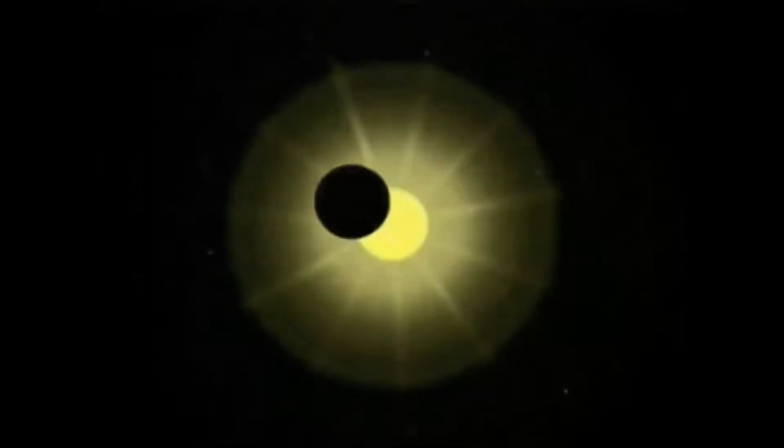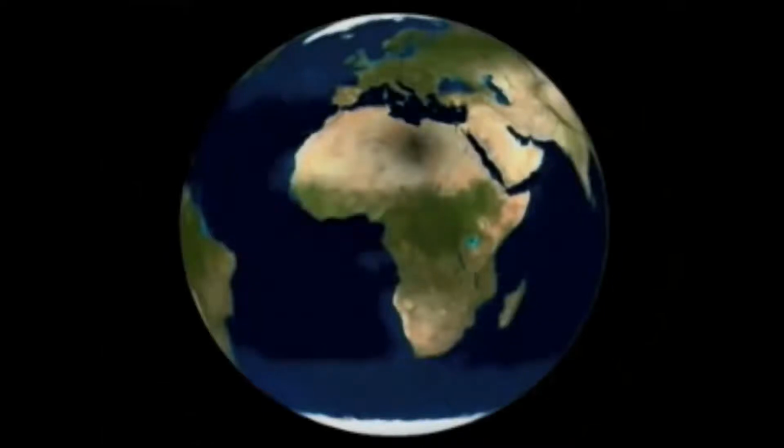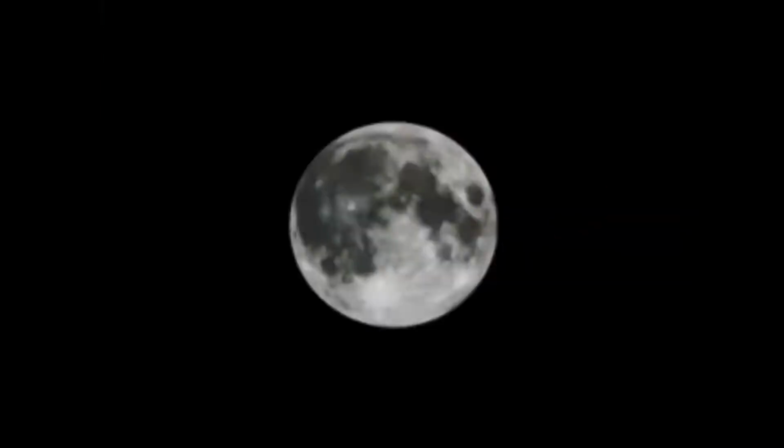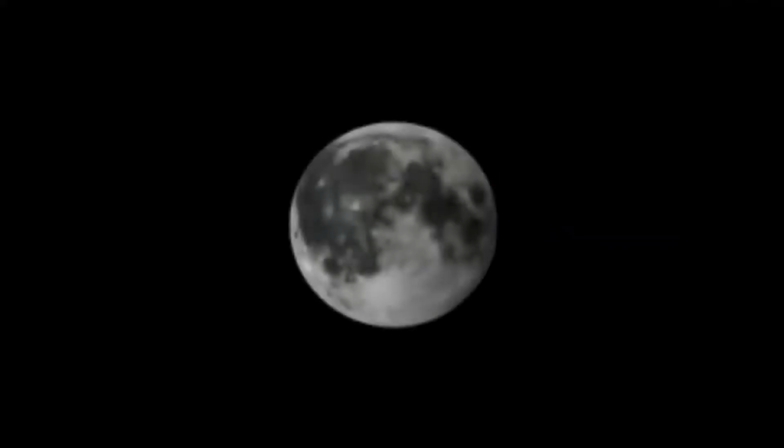The eclipse is full for those on Earth who are situated in line with the conjunction, while others may see it partially. Similarly, when Rahu comes between the Earth and the Moon on the full moon day, or Purnima, while the Sun is in the same conjunction, a lunar eclipse takes place. This is seen by anyone on Earth who can see the Moon. The eclipse is either full or partial depending on the movement of Rahu.